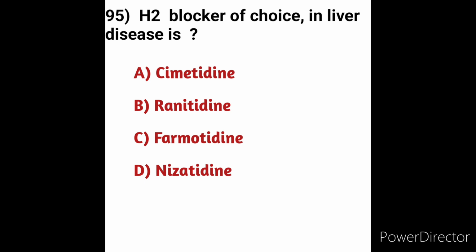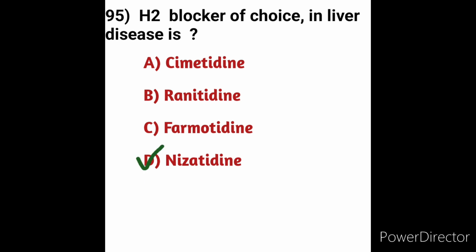We will see nizatidine in detail. Nizatidine is a histamine type 2 receptor antagonist which is mainly used for the treatment of acid peptic diseases and heartburn. Nizatidine has been linked to rare instances of clinically apparent acute liver injury. So here option D is the correct answer.